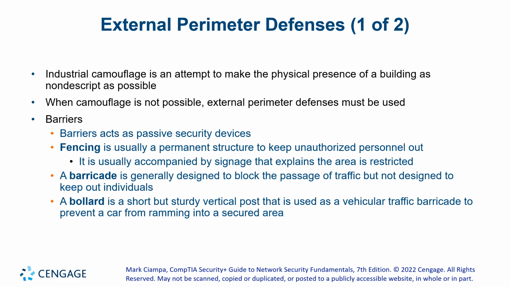External perimeter defenses. Industrial camouflage is an attempt to make the physical presence of the building as nondescript as possible. When camouflage is not possible, external perimeter defenses must be used. Barriers act as passive security devices. Fencing is usually a permanent structure that keeps unauthorized personnel out. It's usually accompanied by signage that explains the area is restricted. Barricades are generally designed to block the passage of traffic, but not designed to keep out individuals.